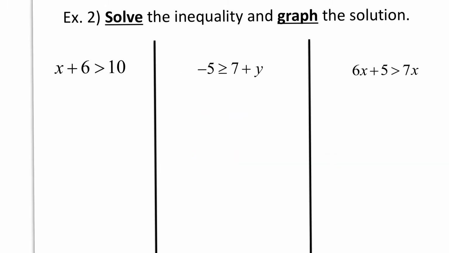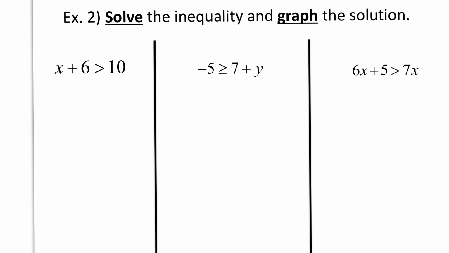All right, so now we're going to start solving the inequality, and after we get our solution, we are going to start graphing our solution. So first we need to solve. Solving means to get the variable by itself. So I'm looking at this inequality here, x plus 6 is greater than 10. Notice x is on the left side.